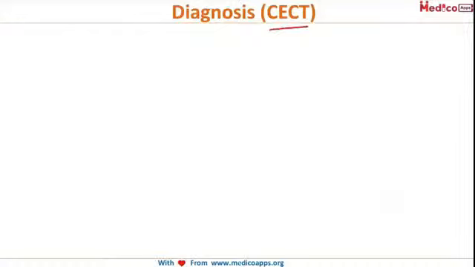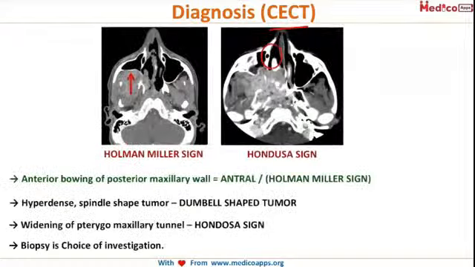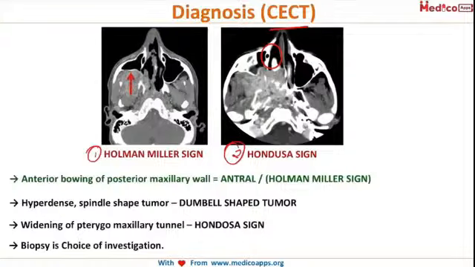So how will we confirm the diagnosis? It will be with a CECT, that is a contrast enhanced CT. So the first sign we have to remember is the Holman-Miller sign, and the second sign is the Hondousa sign. Holman-Miller sign is nothing but anterior bowing of the posterior maxillary wall. See, this is the normal structure of the maxillary wall, and this is the wall that is bowing anteriorly. This is known as the antral or the Holman-Miller sign.